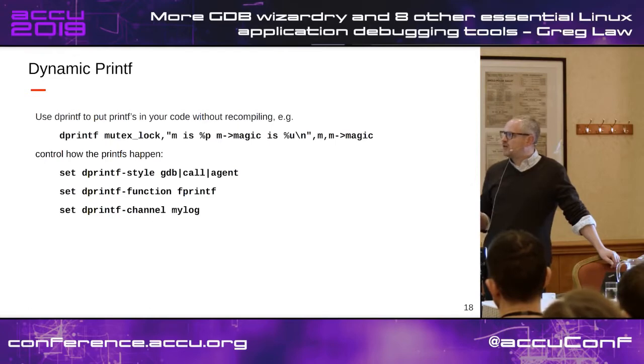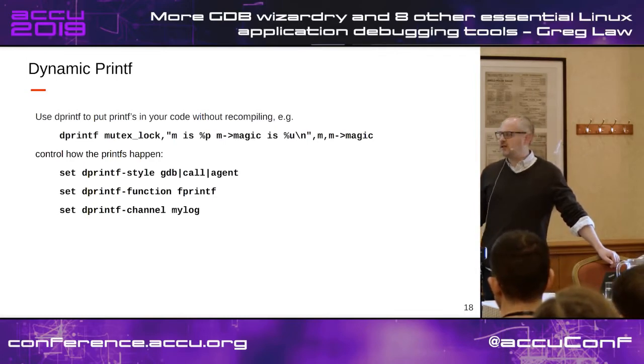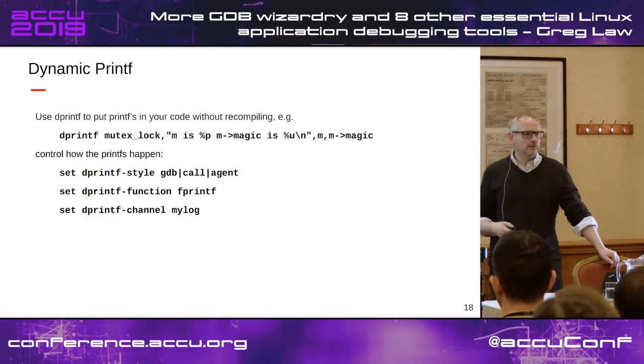You can tell it to use a different printf function. Maybe you've got your own logging function you want it to call. And the printf channel is basically just the first argument to pass to whatever printf function you've told it to use. So in the case of fprintf, it might be stdout, right?